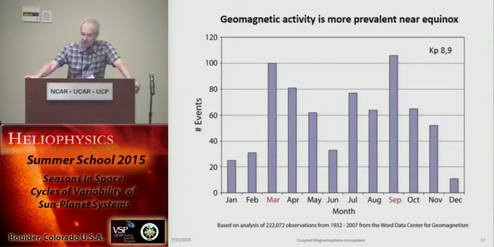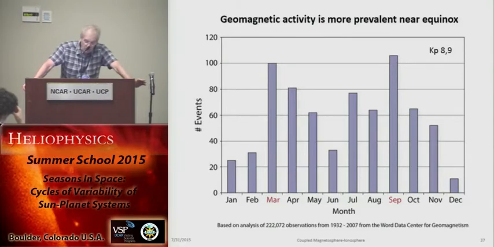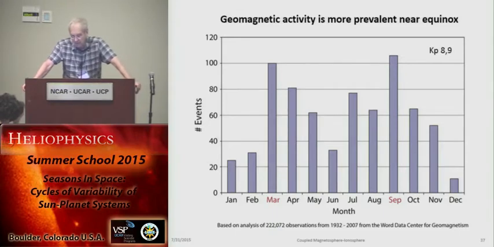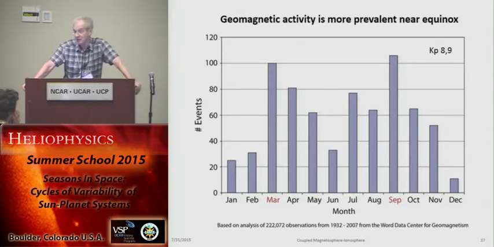And then a real curious effect. Kp is another measure of geomagnetic activity based on magnetometers sitting on the surface of the Earth. Kp of zero would be very quiet, and Kp of 8 or 9 would be a giant event. And we see that magnetic activity statistically tends to cluster around the equinoxes, kind of interesting.